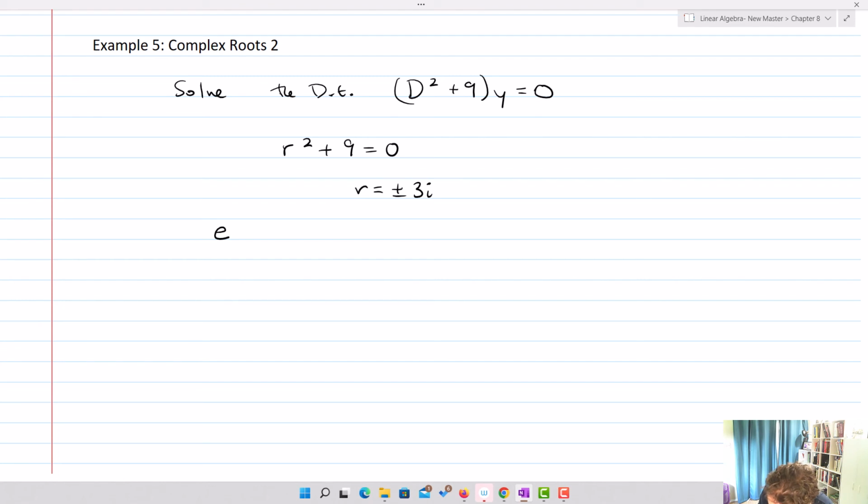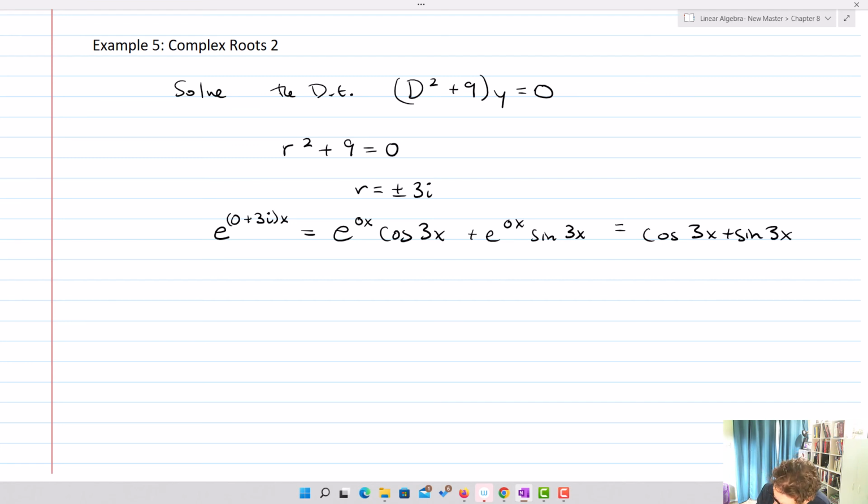There's no real part, so we could rewrite this as e to the 0 plus 3i x. You don't actually have to write the e to the 0th power; I'm just doing this in order to show it. If we rewrite it, we get e to the 0x cosine 3x plus e to the 0x sine 3x. So e to the 0x, that's just 1, and this is going to end up being cosine 3x plus sine 3x.